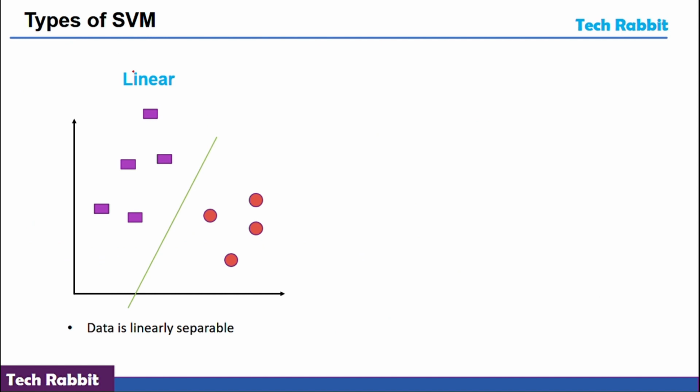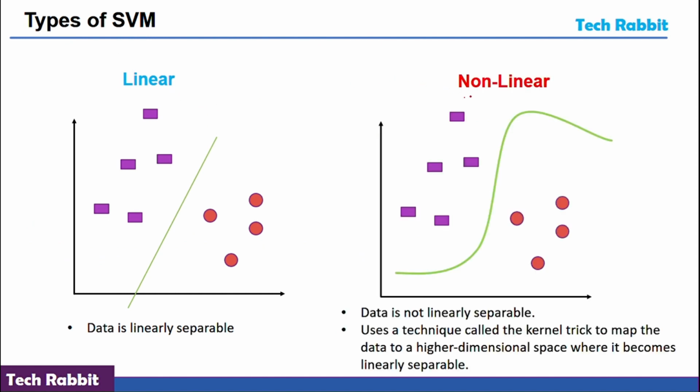Next we will move to types of SVM. There are two types of SVM: one is linear and the other is non-linear. In linear, the data is separable, and in non-linear it is not separable. In non-linear we will use a kernel trick to map the data for classification. In these slides we will cover only the linear type of SVM.